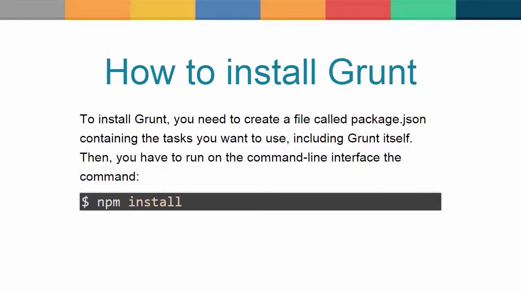To install Grunt, you need to create a file called package.json containing the tasks you want to use, including Grunt itself. Then you have to run on the command line interface the command npm install. For those of you who don't know what npm is, it is the Node Packages Manager, and it's installed when you install Node.js. The result of running this command is the creation of a folder called node_modules, containing a folder for each of the tasks defined.